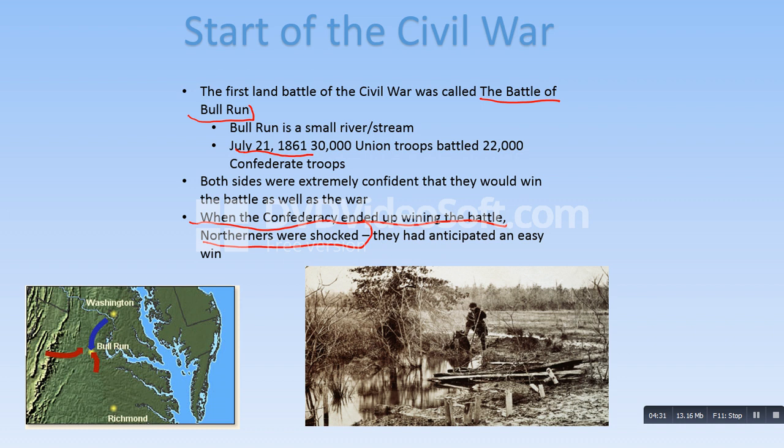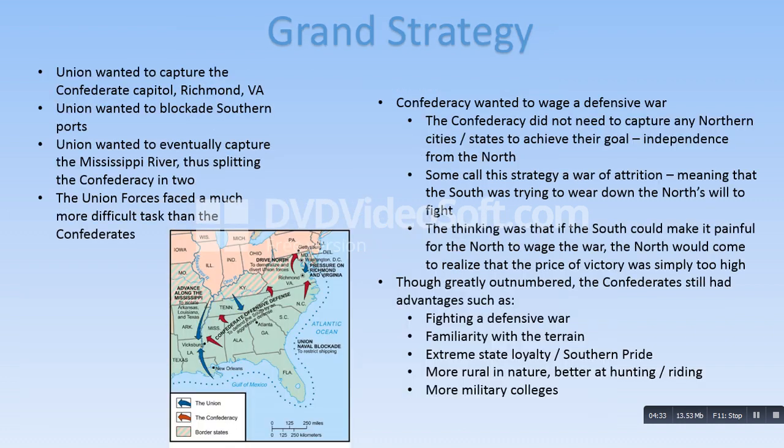Remember, the Confederacy did not have to take any territory. They just had to resist, whereas the Union had to go and capture Confederate territory. So the main thing of the Union's goal, at least the North, was to capture the Confederate capital, which was Richmond, Virginia.